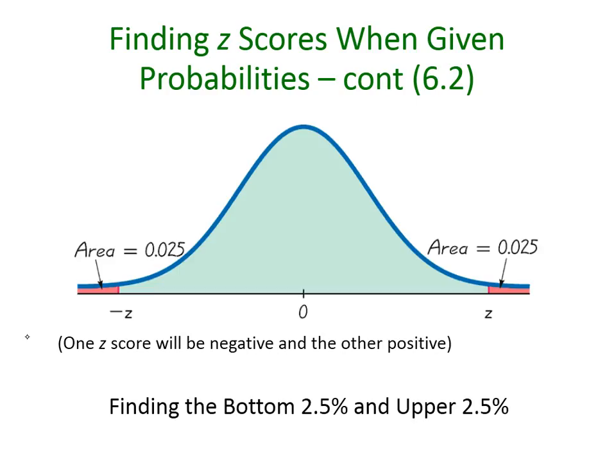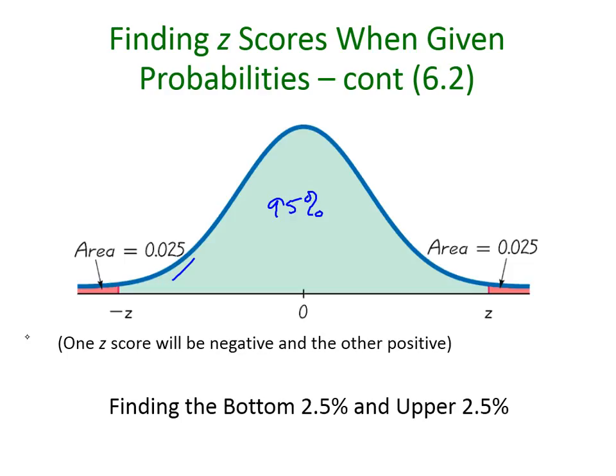First of all, let's start simpler. If I want the bottom 2.5%. So notice I've drawn myself a picture. I want to find 95% in the middle. So this part here is my 95%. If I want 95% in the middle, I've got 5% on the two tails. It's going to be split in half, so 2.5% in the lower tail, 2.5% in the upper tail.